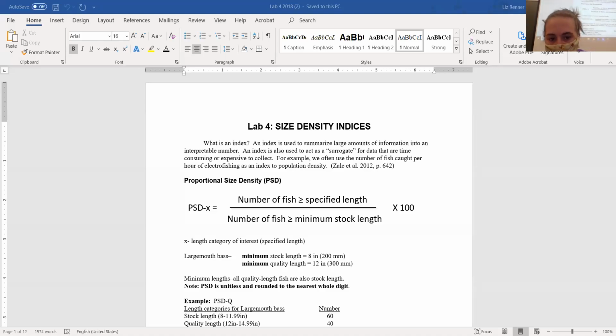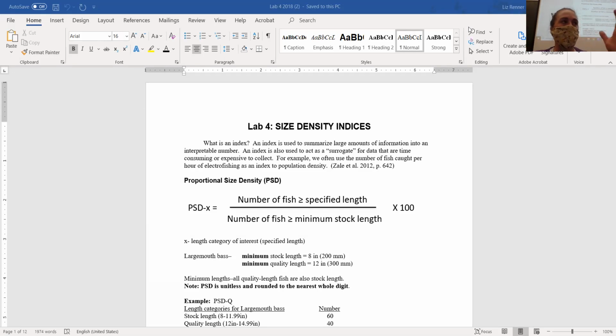All right, so today we're going to talk about proportional size density. It is the most commonly used index by fisheries managers. Up here at the top, it says, what is an index? Well, an index is used to summarize large amounts of information into an interpretable number. It's also used to act as a surrogate for data that are time consuming or expensive to collect. For example, we often use the number of fish caught per hour of electrofishing as an index to population density.